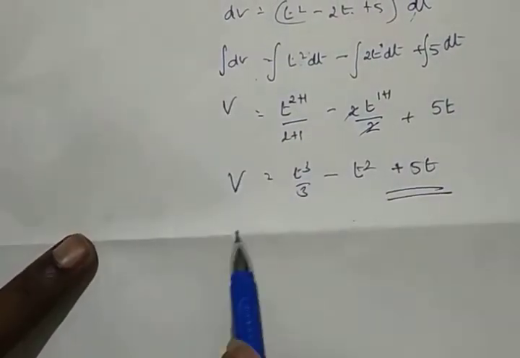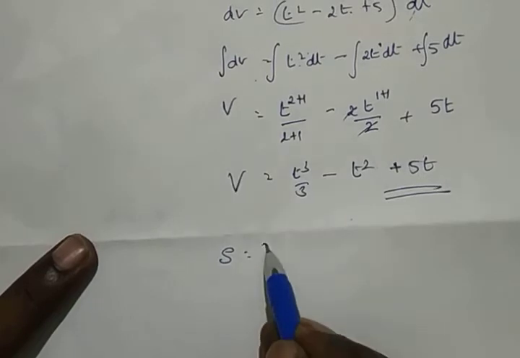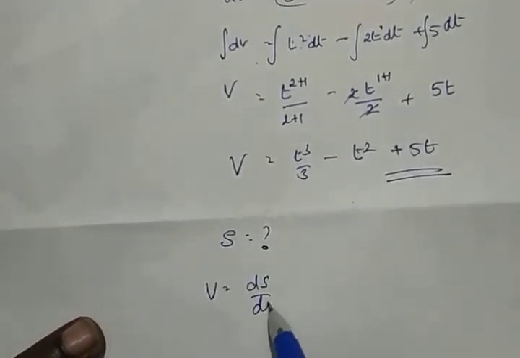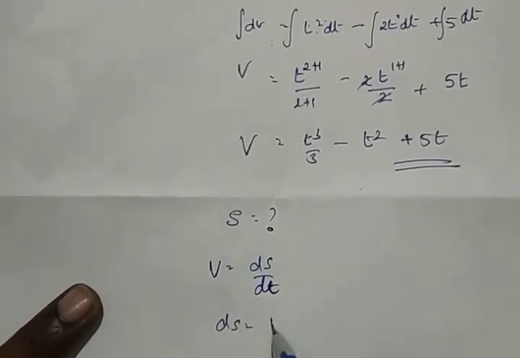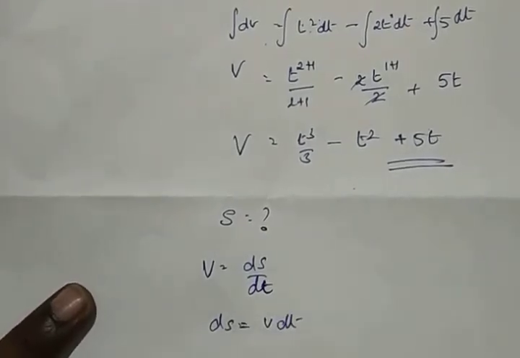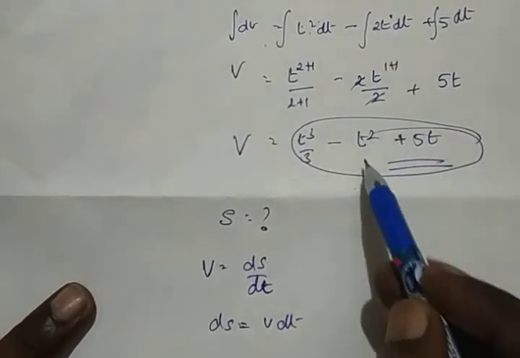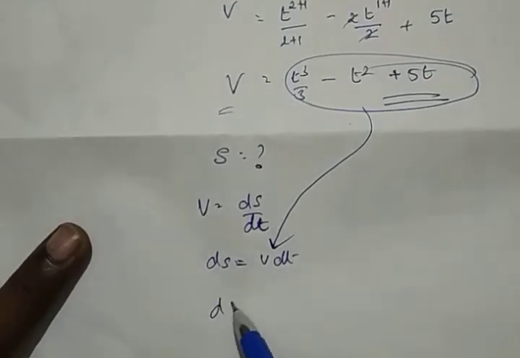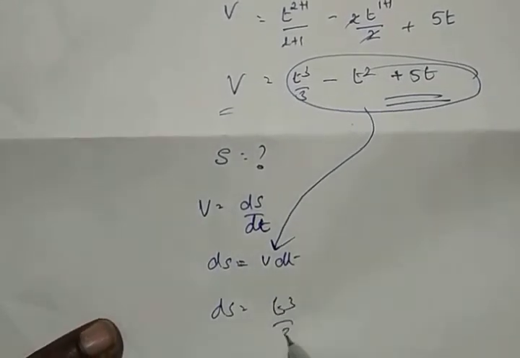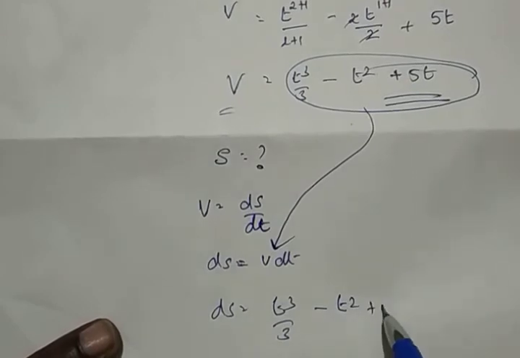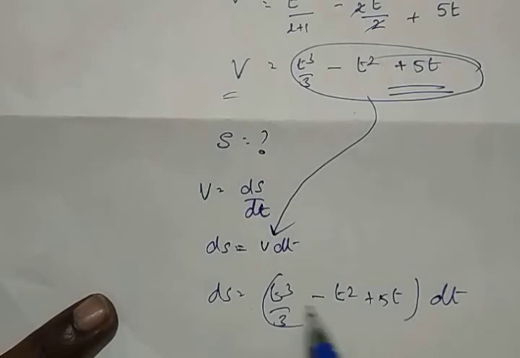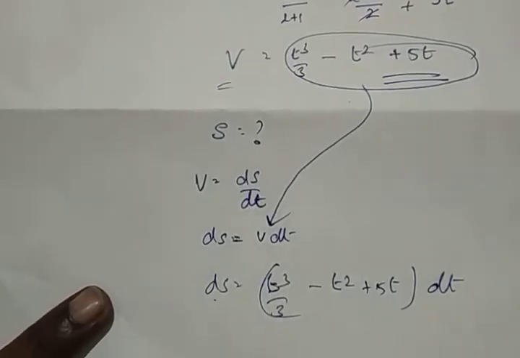Now, from here, you can find out the displacement also. How to find out displacement? Velocity is going to be equal to ds by dt. So ds is going to be equal to v dt. Right? So this whole thing, that is velocity, you put it here. So ds is going to be equal to t cube by 3 minus t square plus 5t, whole dt. Now integrate this one, you will get displacement.